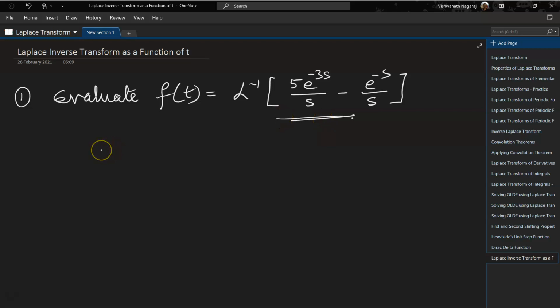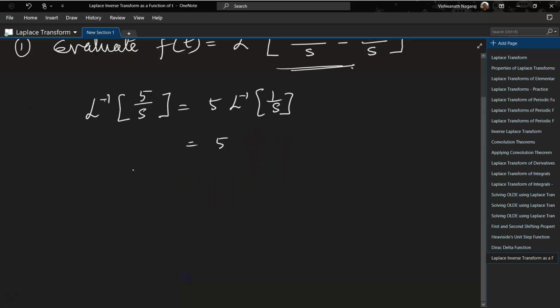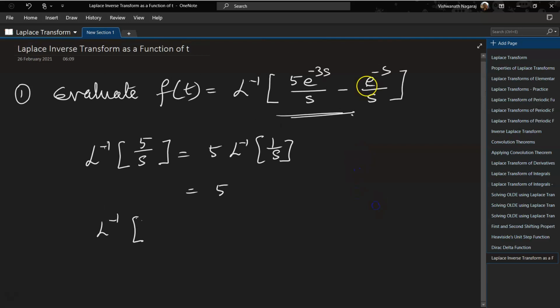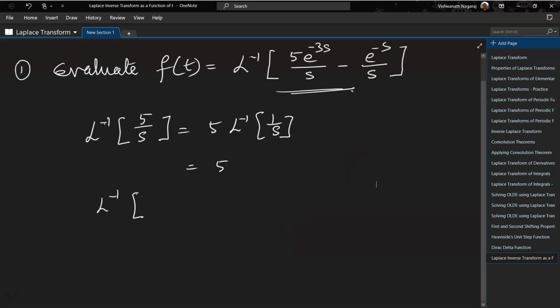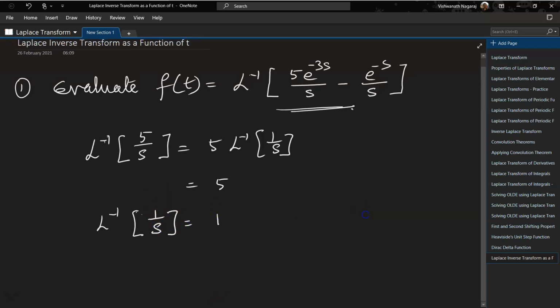Let's take it part by part. So Laplace inverse of 5 by s is equal to, we know 5 can be taken out, Laplace inverse of 1 by s, which is equal to 5, okay, because 1 by s is 1. Similarly, Laplace inverse of nothing is there, we can say it is 1 by s times e to the power of minus s. So 1 by s is equal to 1. Now let's take the other two parts.